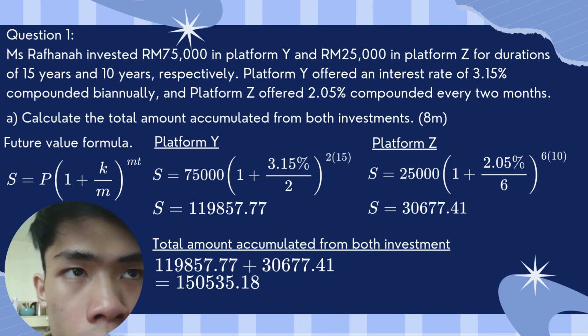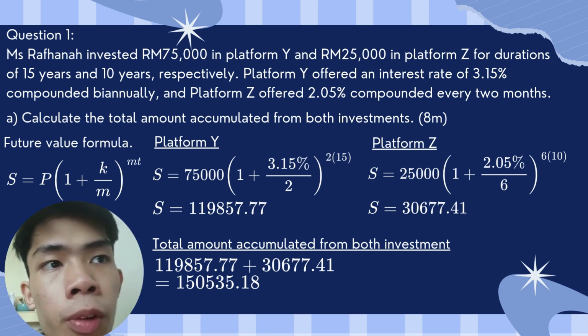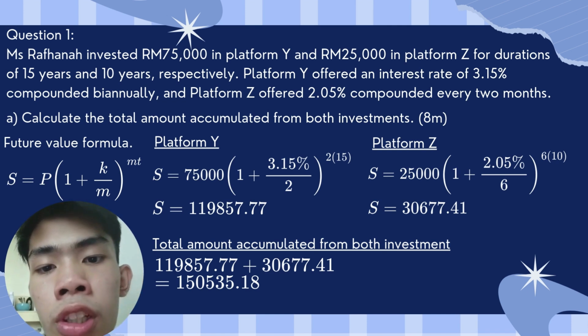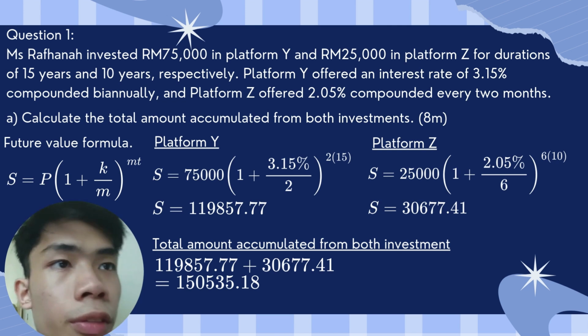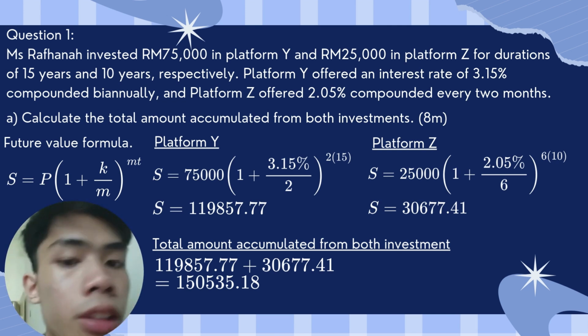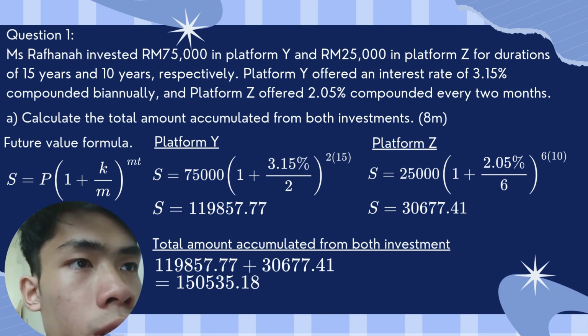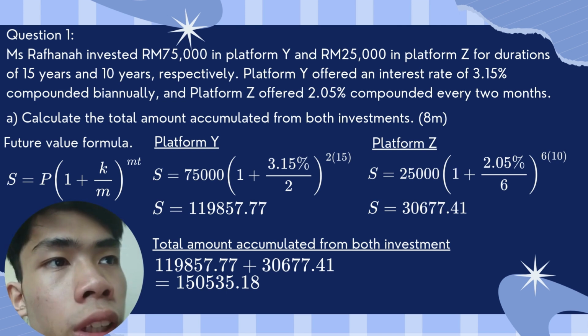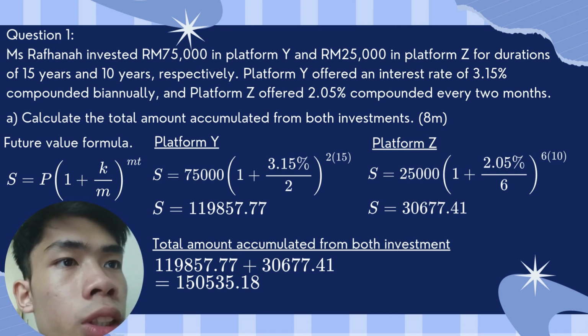Platform Y was compounded biannually, which means it was compounded twice in a year. Platform Z was compounded every 2 months, which means it was compounded 6 times in a year. After we gathered information from the problem statement, we put that information in the future value formula. So the final amount accumulated from platform Y is 119,857 ringgit 77 cents. For platform Z, the total amount accumulated is 30,677 ringgit 41 cents.